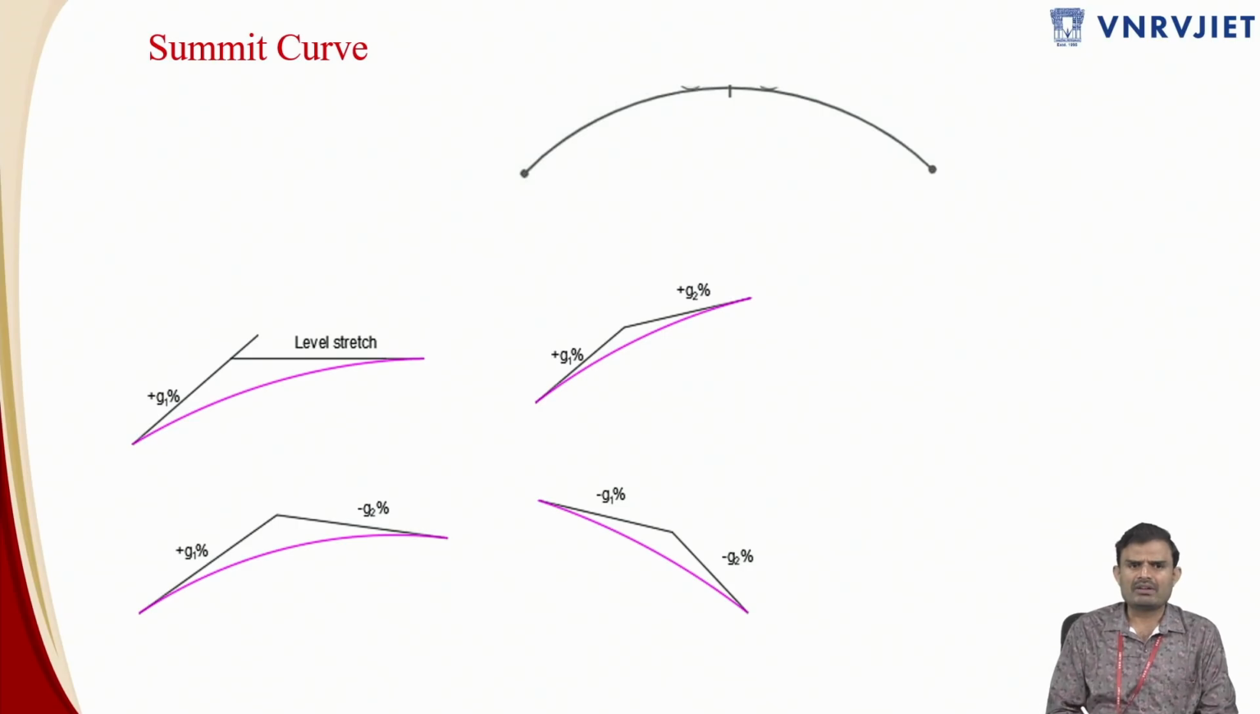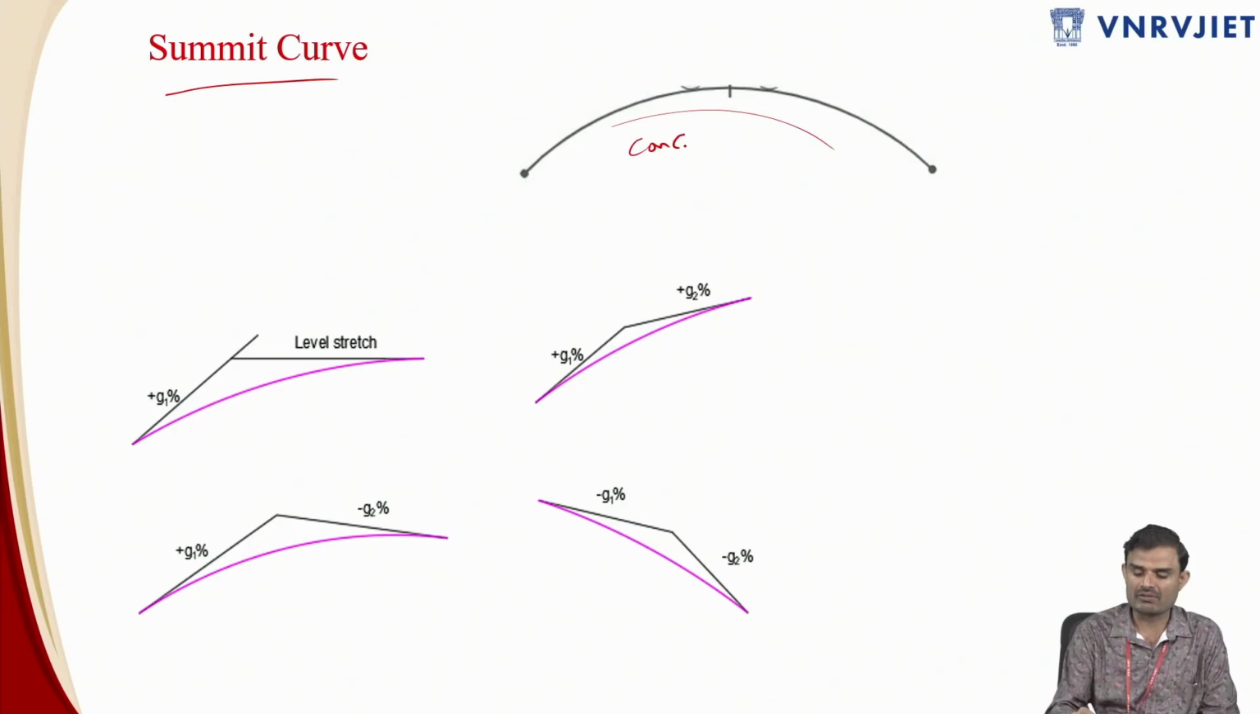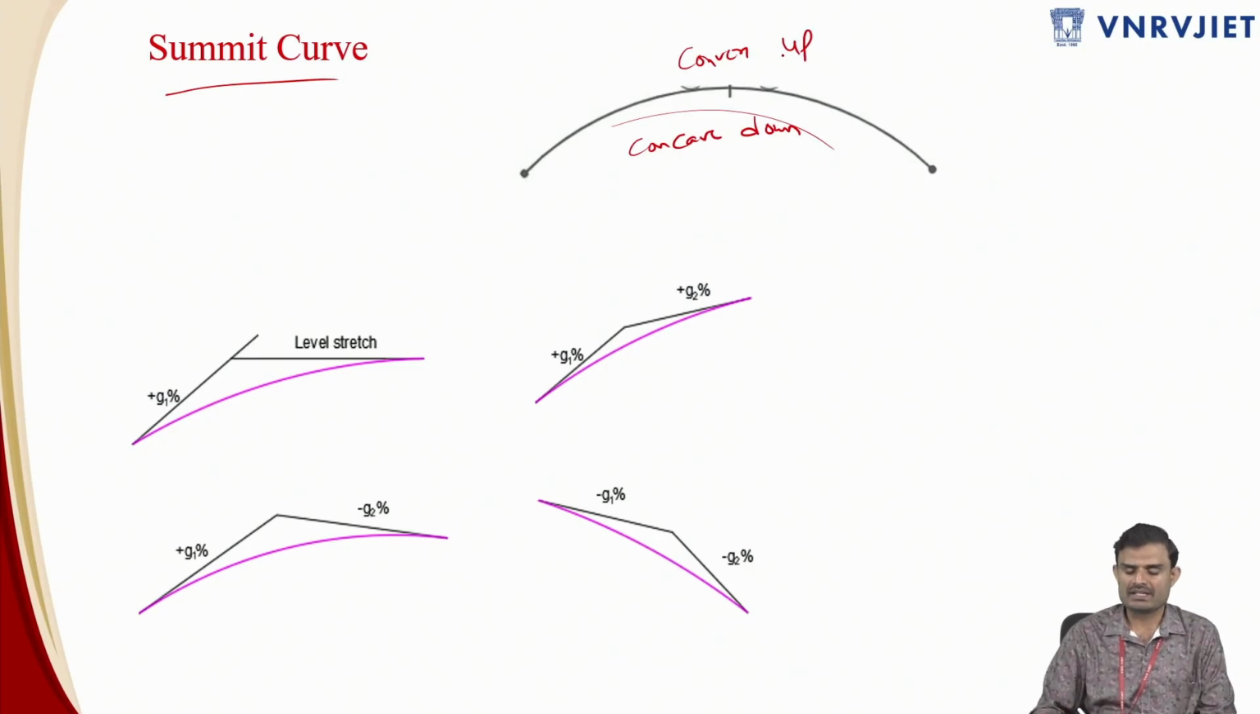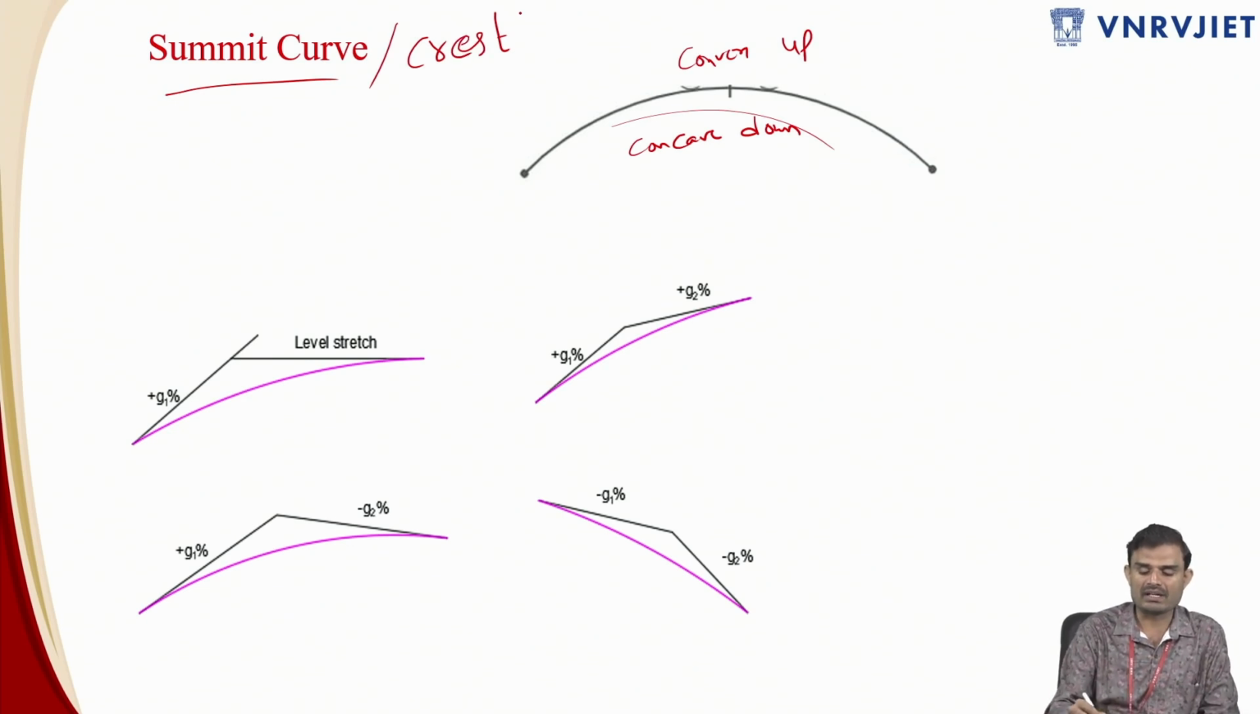Among vertical curves you have two different types: one is the summit curve and the next is the sag curve. A summit curve is like this, concave downwards, and this is convex upside. This kind of curve is said to be a summit curve. The summit curve is also called a crest curve, because it looks like a crest, and it is also called a hilly curve because it looks like a hill. These are the different names for the summit curve: crest curve, hilly curve, and summit curve.